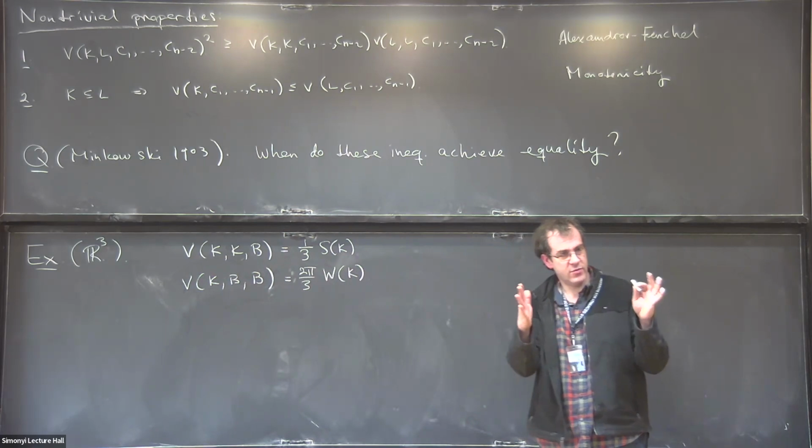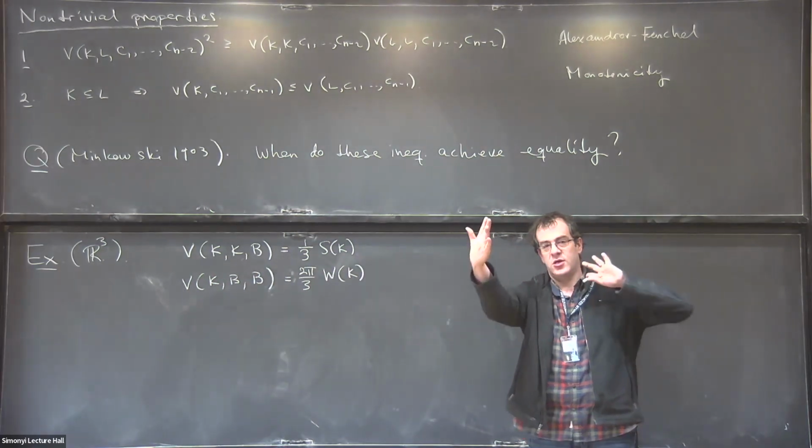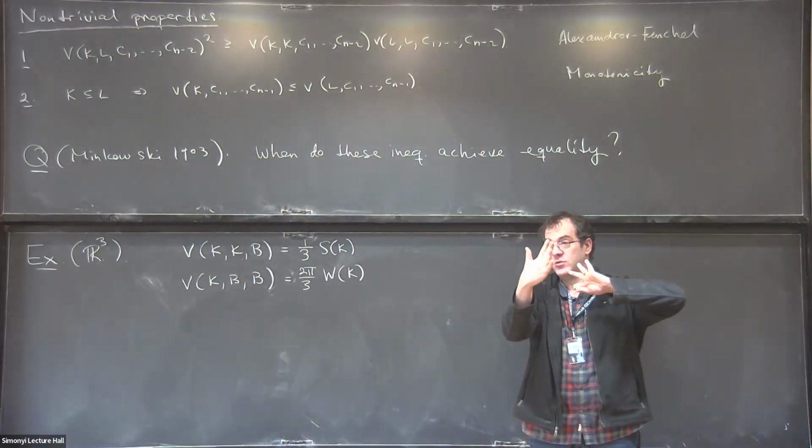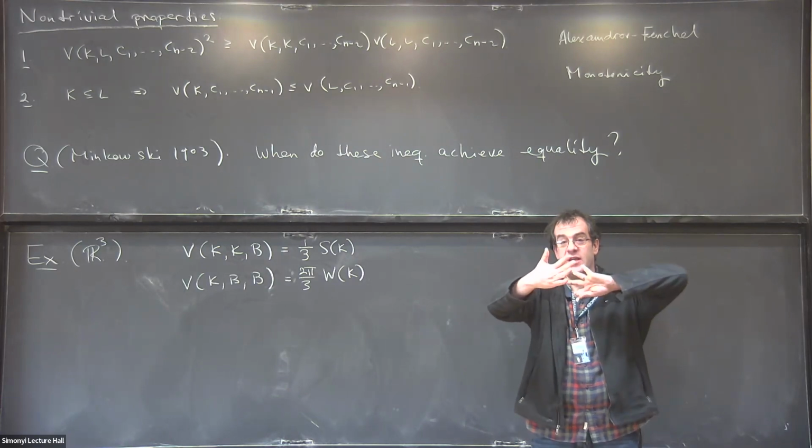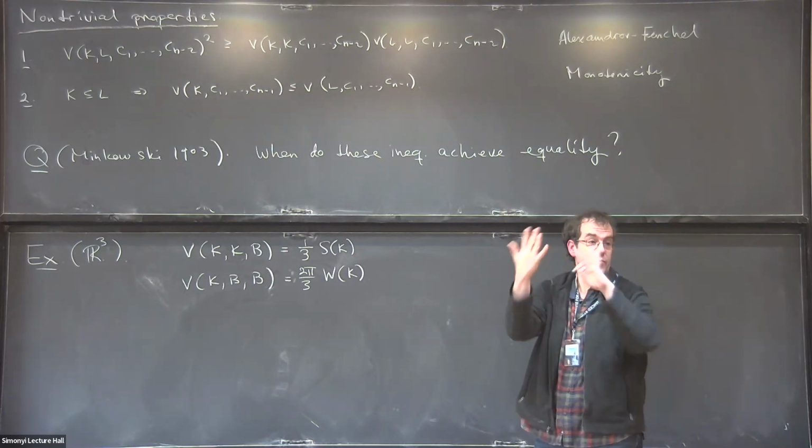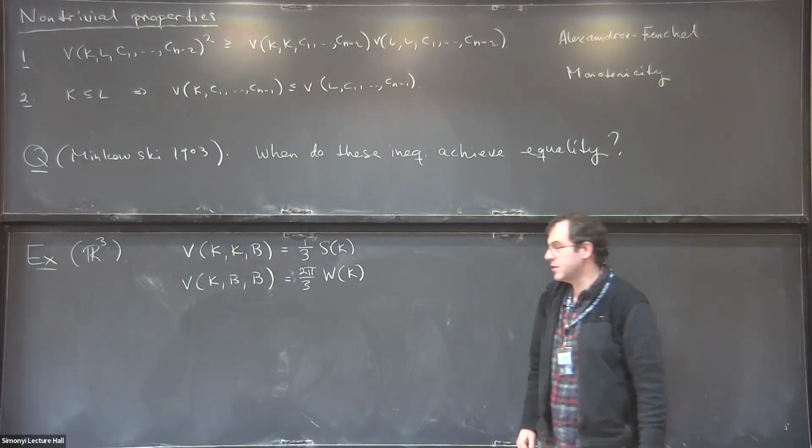So again, what is the mean width? I take a body, pick any direction, and look at the width of the body in that direction. Just take two planes and look how far apart they are while you can still fit the body, and then average over all directions. It's called the mean width.